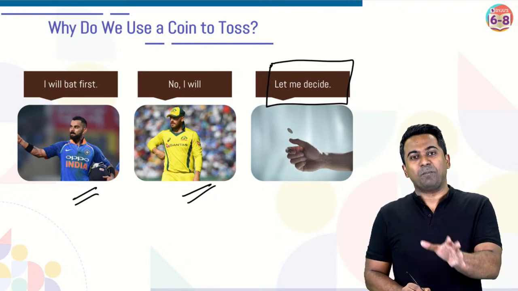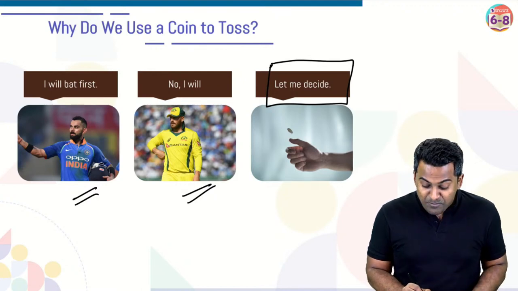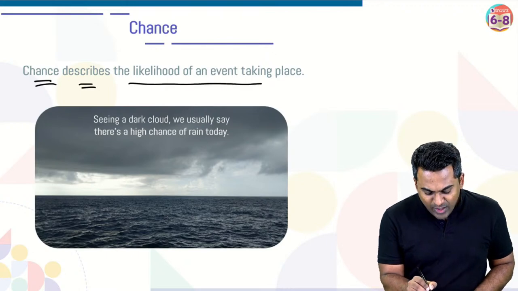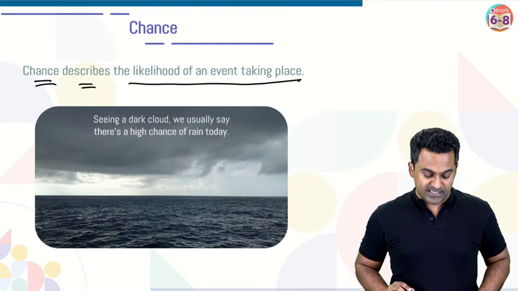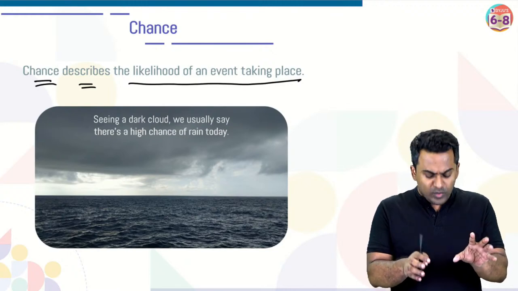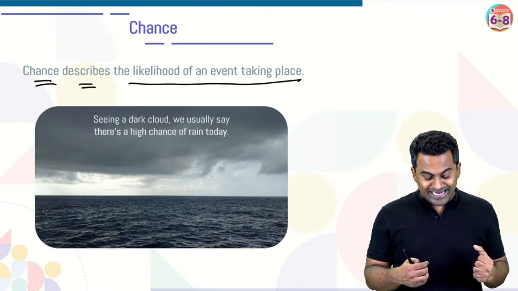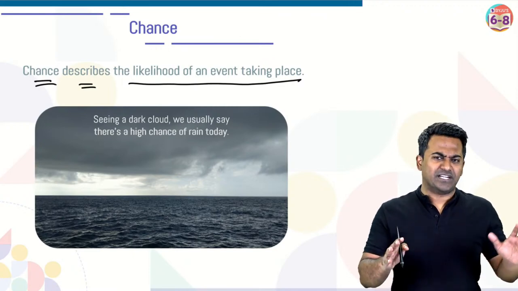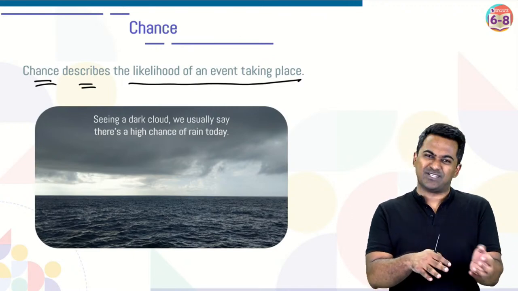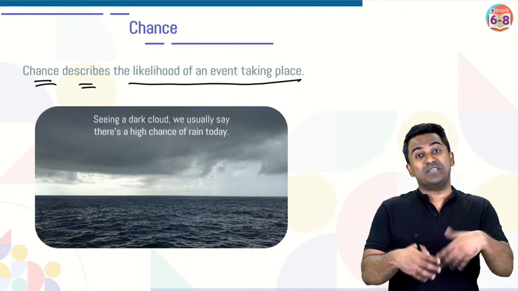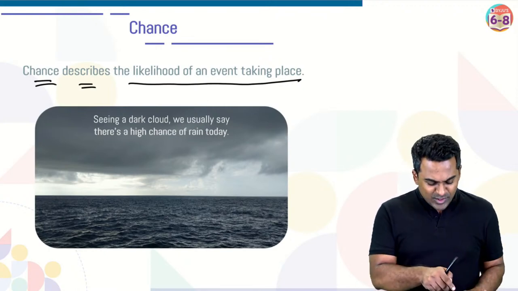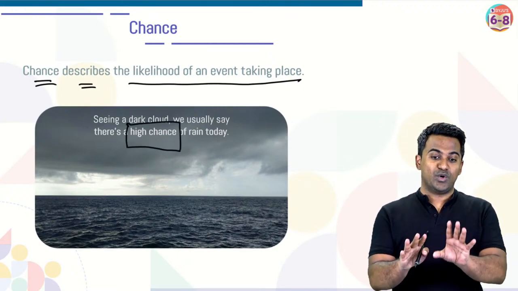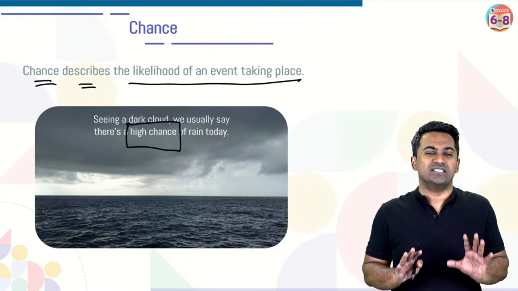Okay, there is a proper mathematical word for chance as well, and that's going to be probability. And you must have seen this as well, right? Chance describes the likelihood of an event taking place. Like when you see a dark cloud, you can mostly come to a conclusion that there is a high chance of rain today. You don't say that 100% it is going to rain, because sometimes you see dark clouds and still it doesn't rain. Yeah, and sometimes you don't even see dark clouds and it still rains. Yeah, so we say, this is important here, there is a high chance of rain today. So you understand what chance means.